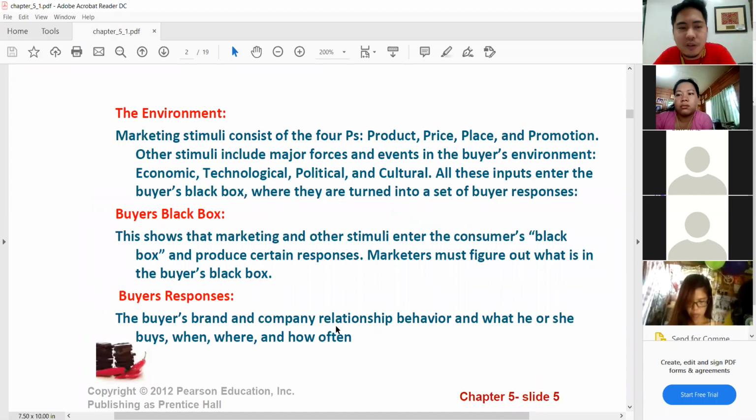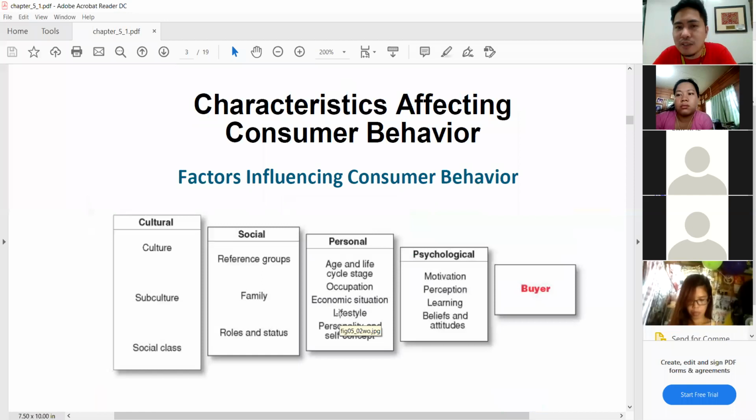So here's the effect. These are the discussions that I had a while ago. So here are the things under environment, the buyer black box, and the buyer response. So characteristics affecting consumer behavior. So we have cultural factors. Now cultural factors, we have culture, we have subculture, and we have social class.